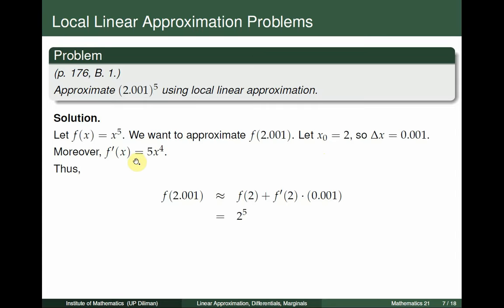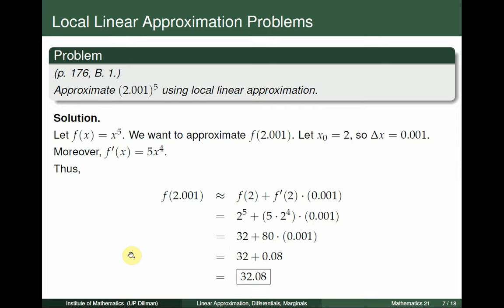So f of 2 is 2 to the fifth. F prime of 2 is 5 times 2 to the fourth, and then times 0.001. And finally, let's just simplify this expression. So 2 to the fifth is 32, and 5 times 2 to the fourth is 80. Then we multiply 0.001, so you get 32 plus 0.08 or 32.08. And that's the final answer. So let's take a moment to digest the solution first. Let's move on to the next problem.